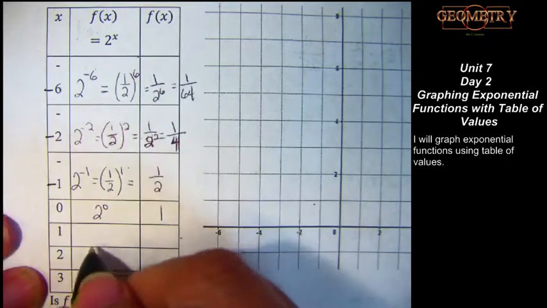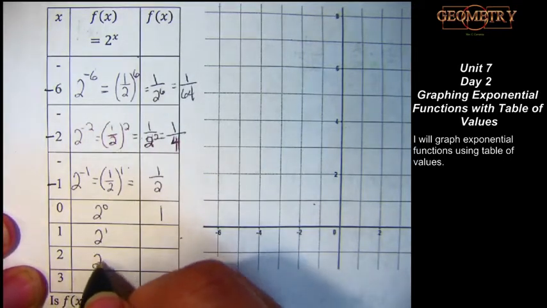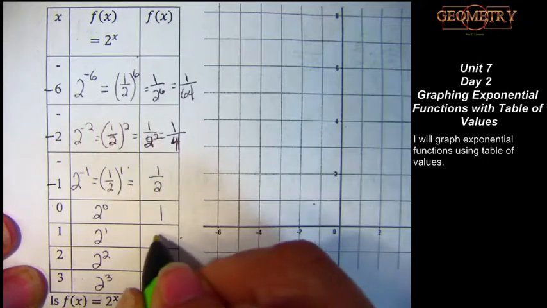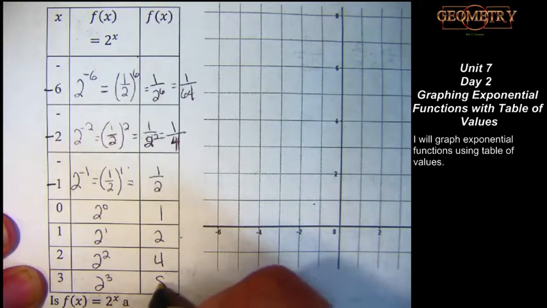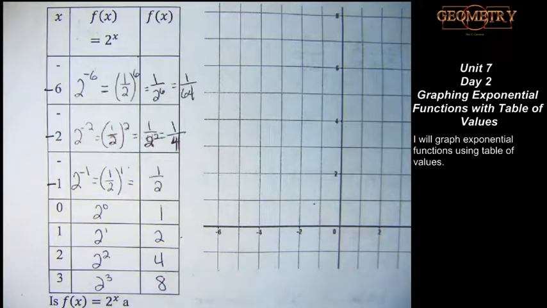Okay. All right, so this is 2 to the first, 2 to the second, and 2 to the third. You guys are feeling really comfortable with these numbers. So there they are. And now I have to graph that mess.